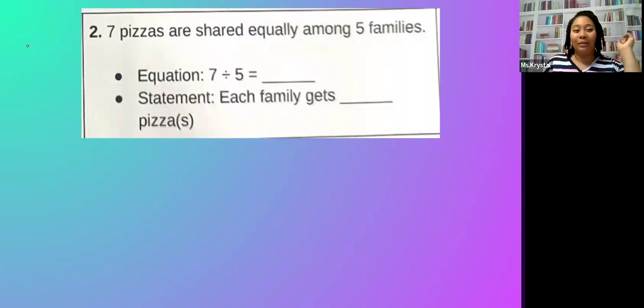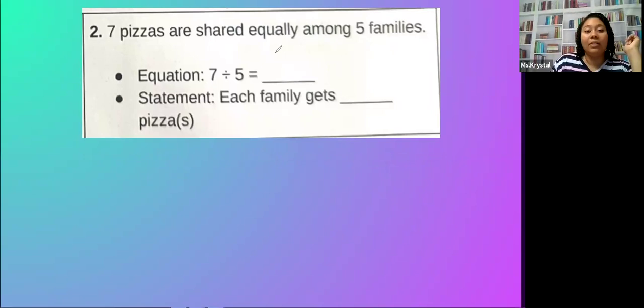All right. Oh, now I'm getting hungry thinking about pizza. Okay, 7 pizzas are shared equally among 5 families. So we have 7 divided by 5. The way we say it is the way we write it, 7 divided by 5. So we do our little arrow here. We say, how many times does 5 go into 7? 5 times 1 is 5. 5 times 2 is too big because that's 10.